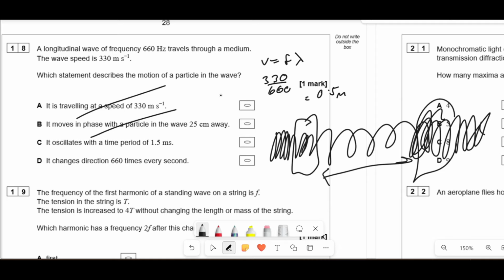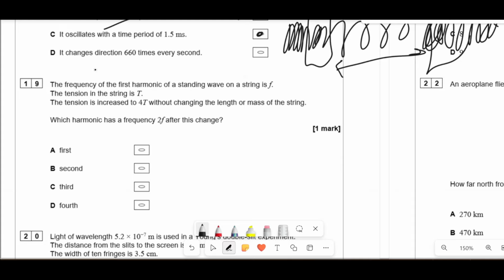It oscillates at a time period of 1.5 milliseconds. Well, the frequency is 660, so its time period is going to be 1 over that. So 1 over 660 is 1.51 times 10 to the minus 3 seconds. And it says it changes direction every second. That's not the case because with the longitudinal wave, remember, it's going like that.